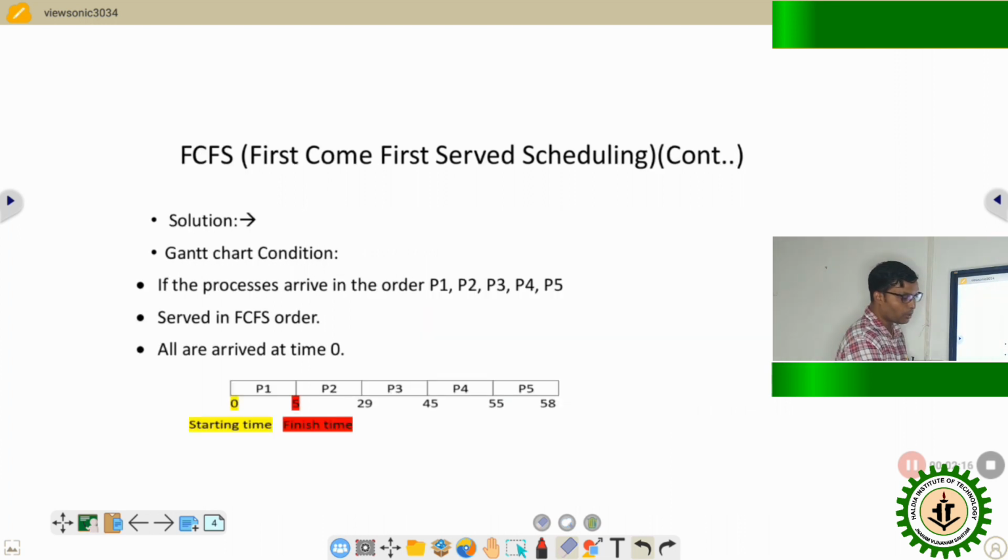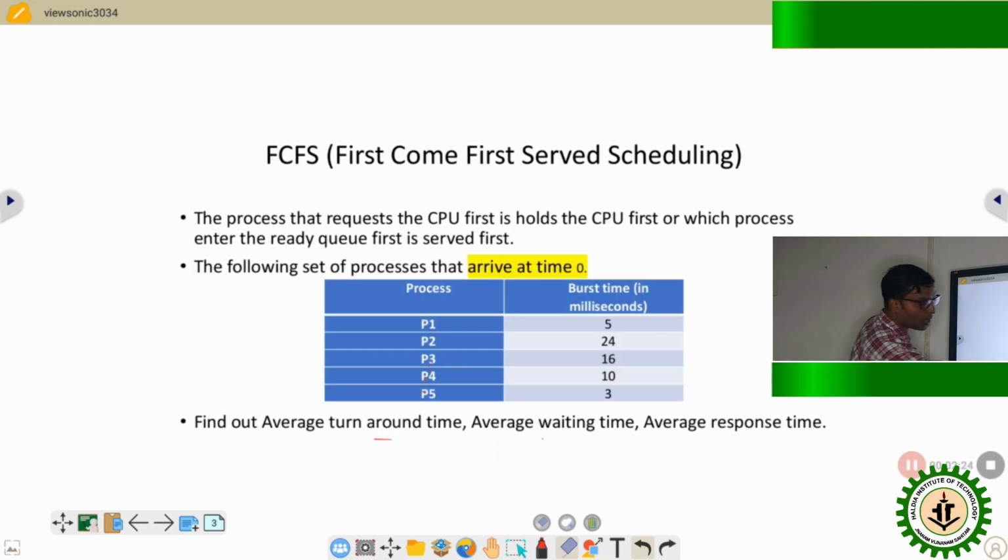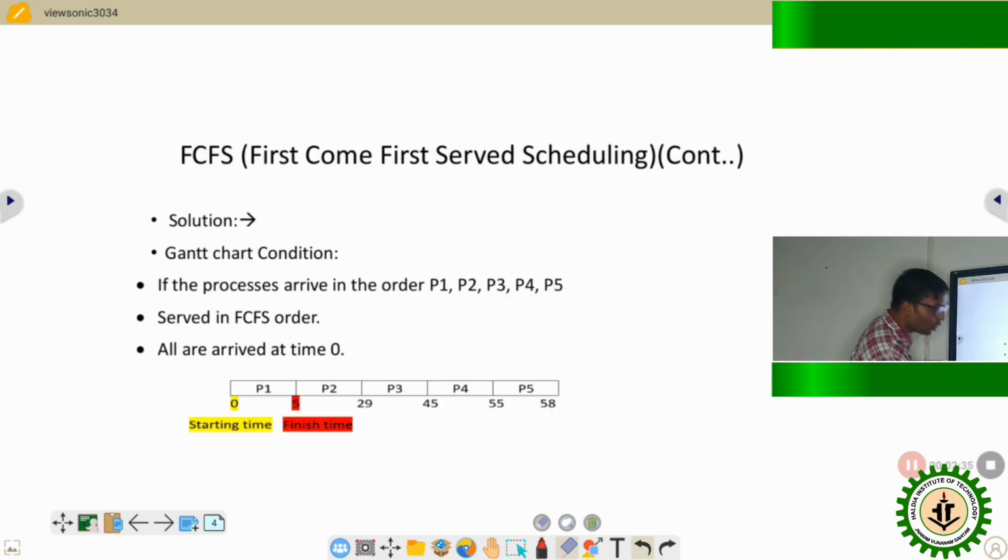To do that, we need to consider the Gantt chart. So how do we prepare the Gantt chart? The number of processes is 5, and all have arrived at the ready queue at time 0. This Gantt chart is already given. Later we'll try to draw some Gantt charts ourselves.